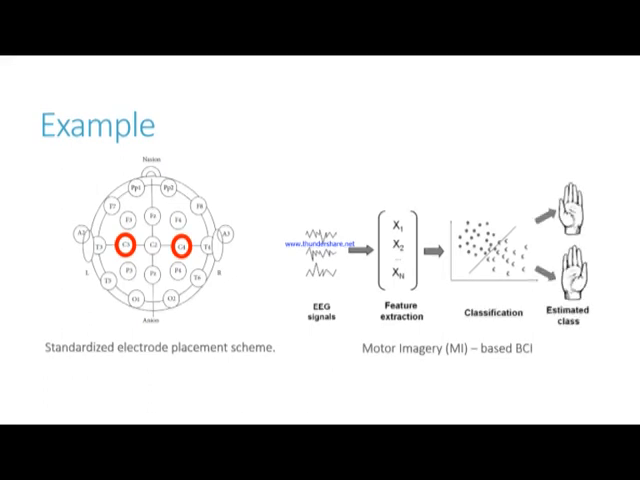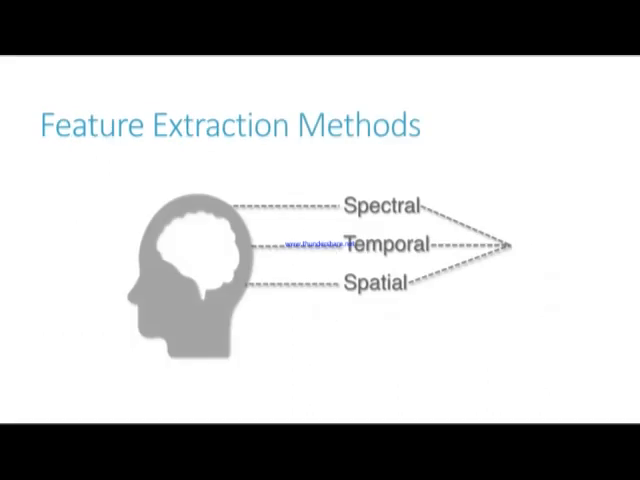or right hand movement. With BCI, there are three main sources of information that can be used to extract features from EEG signals. We can get the spectral information. Such features will describe how the power in some relevant frequency bands varies. In practice, this means that the features will use the power in some specific frequency bands.